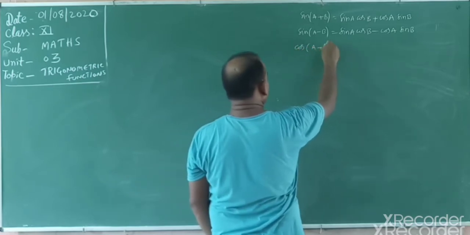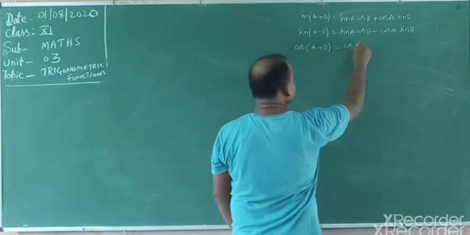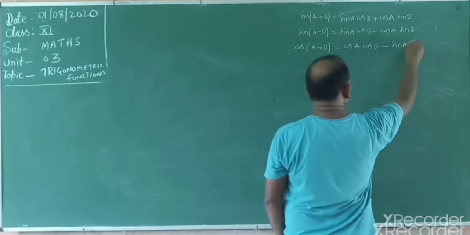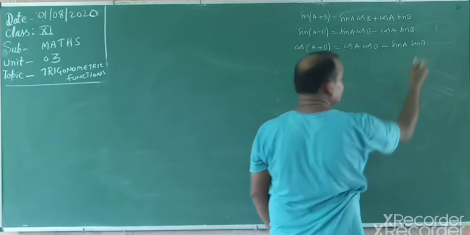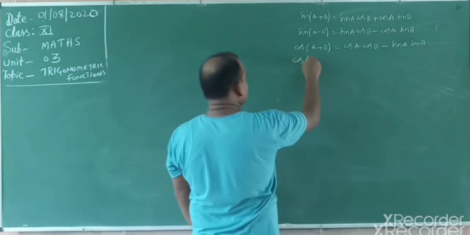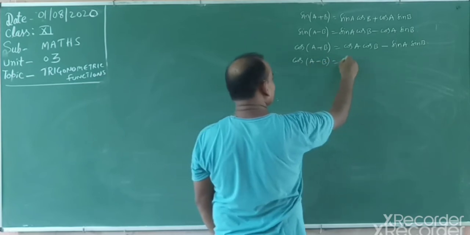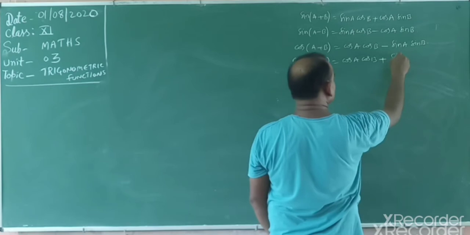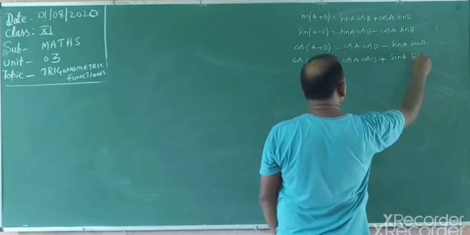Cos of A plus B. What is the formula? Cos A cos B minus sin A sin B. Okay. Cos of A minus B formula: cos A cos B plus sin A sin B.